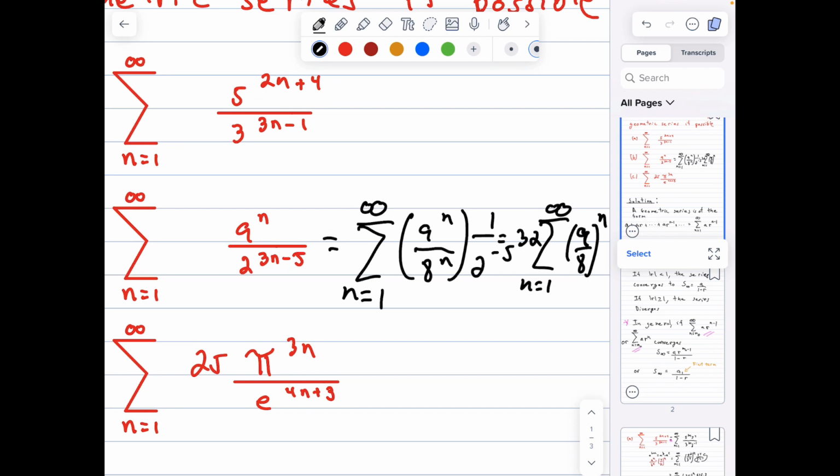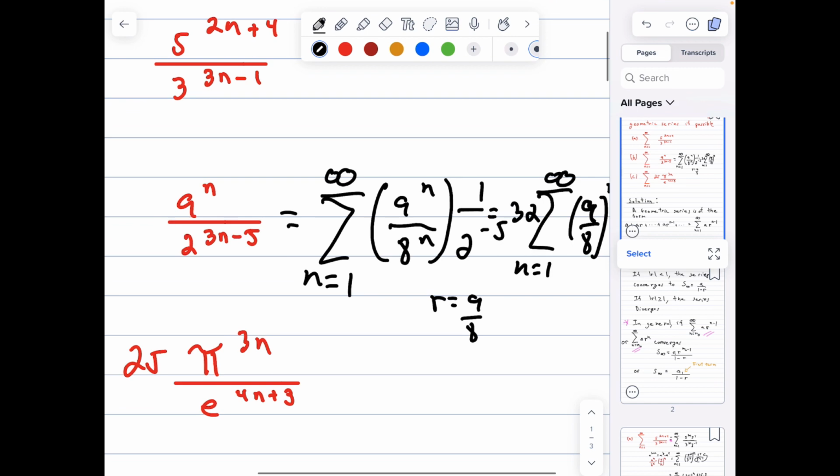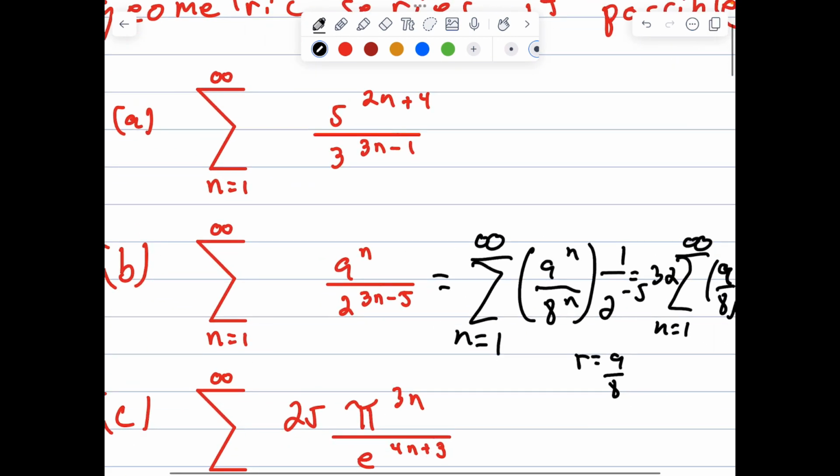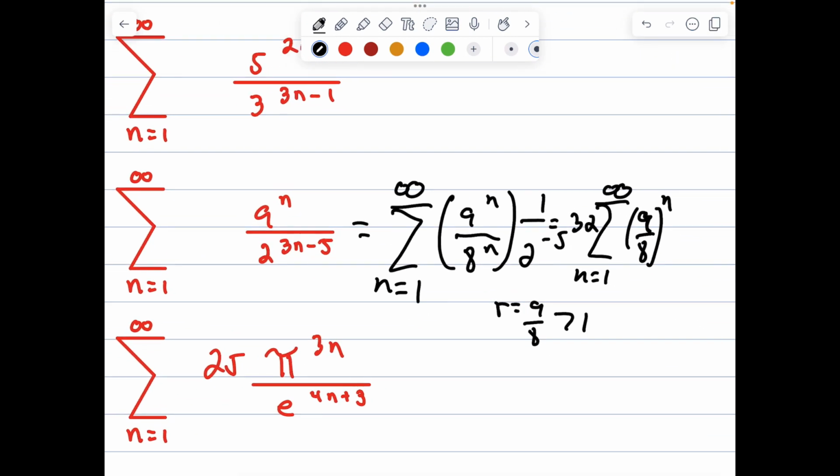And my r in this case is 9/8, which is greater than 1, which will diverge. So this will diverge.